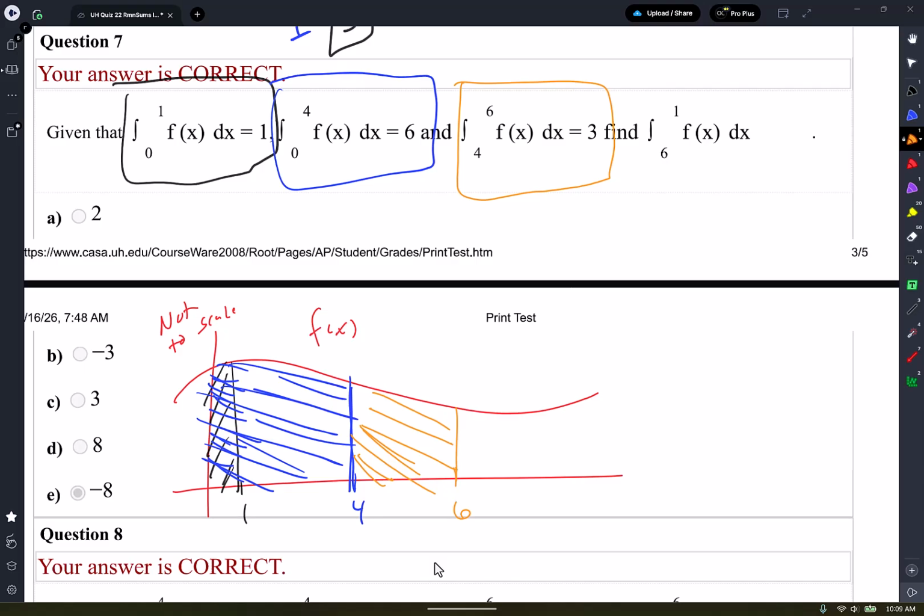So here's what I want. I want from lower limit 6 to upper limit 1. Don't even think about that right now. I want you to be thinking, how do I find the area from 1 to 6 of f of x dx? That's what I want you to think.